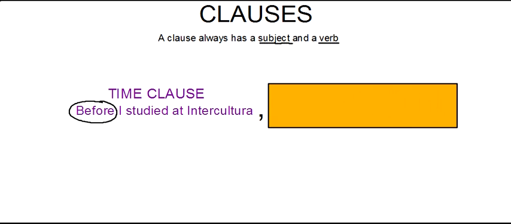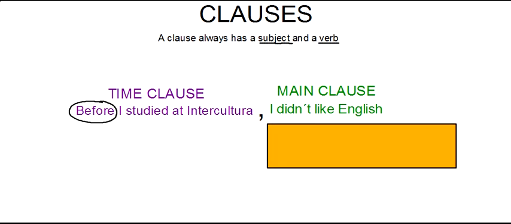Okay? Now, if I cover my main clause up and I just read my time clause, now it says, before I studied at Untitled, and I need more information. I'm asking myself, well, what? What happened before you studied at Untitled? So in this case, my time clause is very dependent. It's very dependent on my main clause to make sense. So, before I studied at Untitled, I didn't like English. Now that's a complete thought.